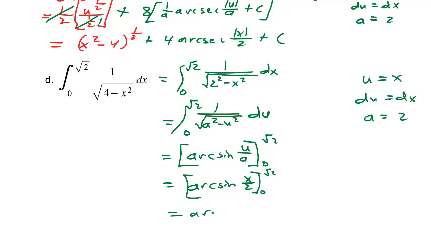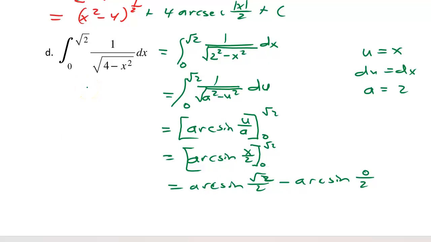So that'll be arcsine root 2 over 2 minus arcsine 0 over 2. Arcsine of root 2 over 2 is pi over 4. And arcsine of 0 is 0. So this is just pi over 4.